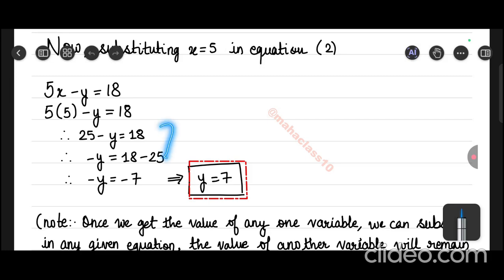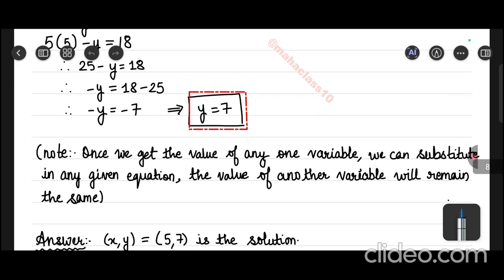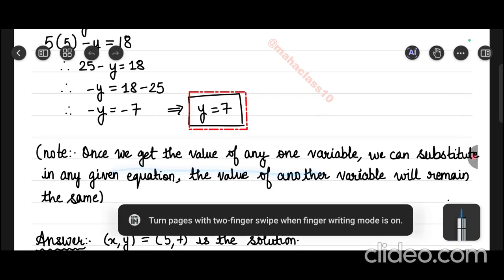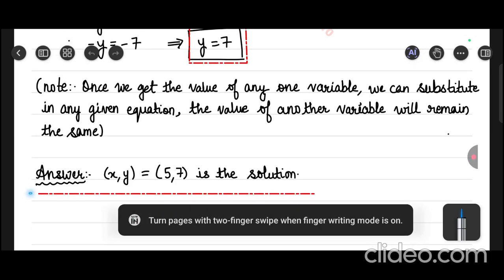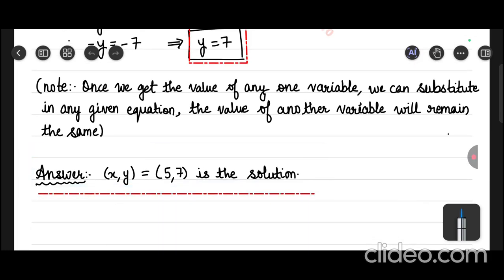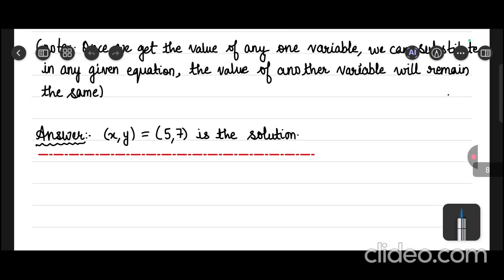After solving for y, we get y equals 7. Now, once we get the value of any one variable, we can substitute it in any given equation. The value of the other variable will remain the same. So the answer for this is x comma y equals 5 comma 7 is the solution. So this was the brief introduction and example to look at how to solve the equations by eliminating the coefficients by making them equal.